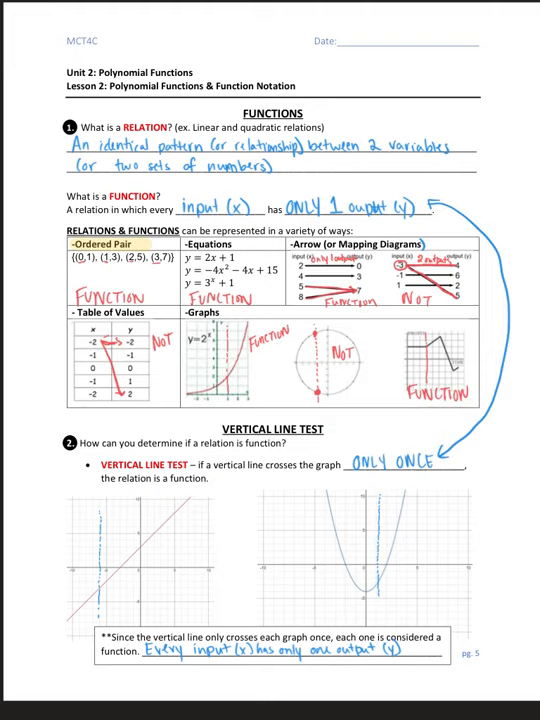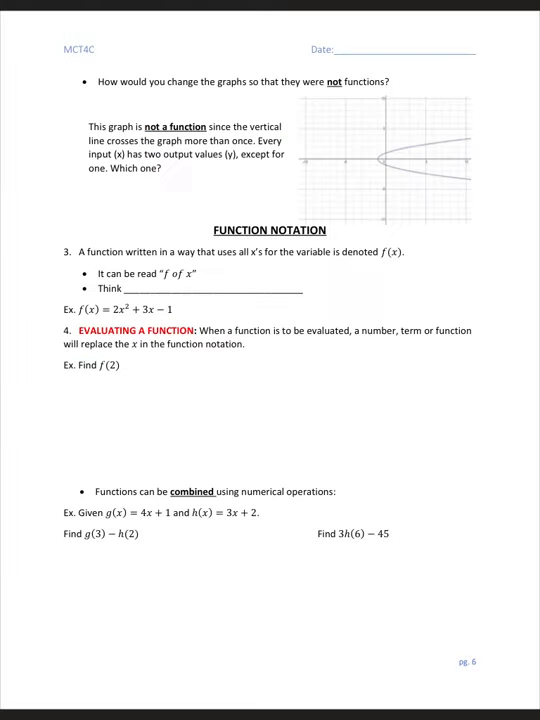All right, so we are going to continue to look at some other characteristics of functions, but let's talk about, if we had a line or if we had a parabola, how might we make it so it wasn't a function? Because right now it is a function based on the vertical line test. So how would you change the graph so that they were not functions? So if I took that parabola and I turned it on its side, okay?